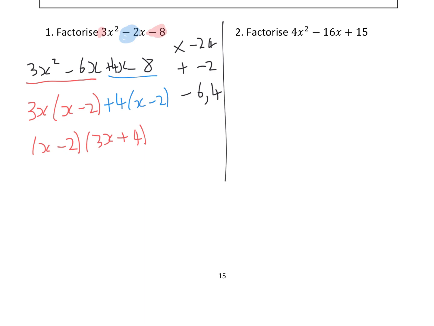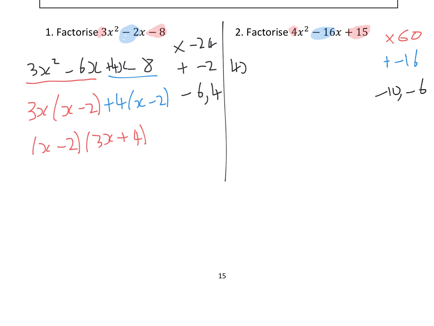Let's try that again for number 2. So first of all, it's not straight in the double brackets. It's a harder question because we've got a number in front of the x squared. So we're looking for 2 numbers which multiply to give 4 times 15, which is 60. And then we're looking at the numbers to add together to give the middle number, which is minus 16. So what 2 numbers add to give minus 16? Answer to that would be minus 10 and minus 6.